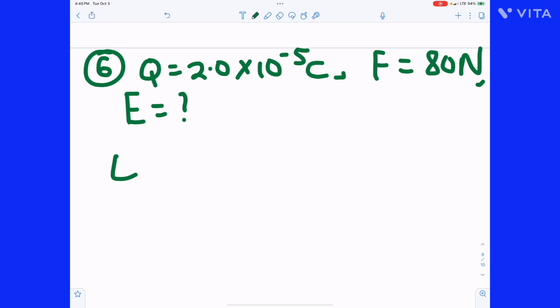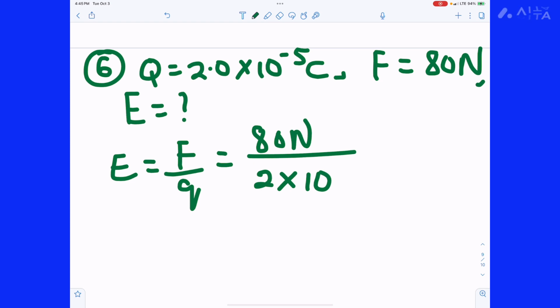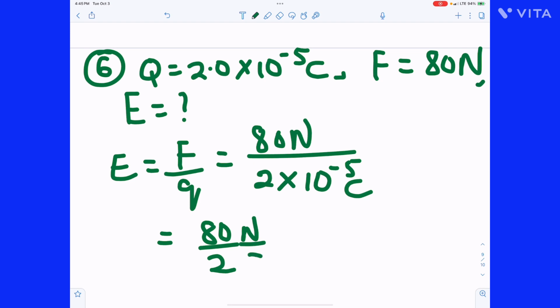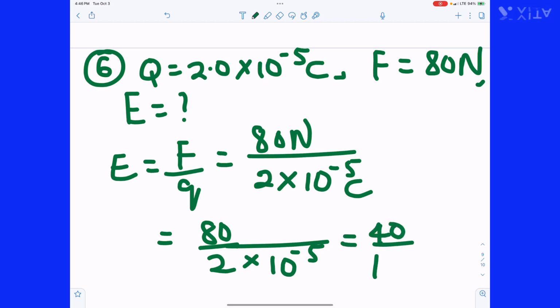That's very simple. Like I said before, electric field strength is force per unit charge acting in an electric field. So that's 80 newtons divided by 2 times 10 raised to the power minus 5 coulombs. The 0.0 is not compulsory. Let's simplify one after the other: 80 over 2 newton per coulomb, times 1 over 10 raised to the power minus 5. That will give us 40 over 10 raised to the power minus 5 newton per coulomb.